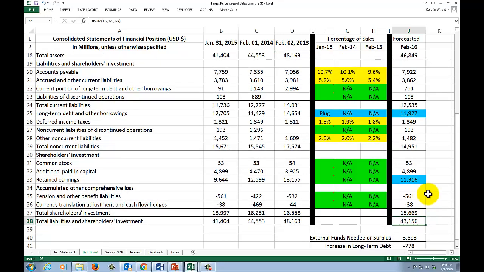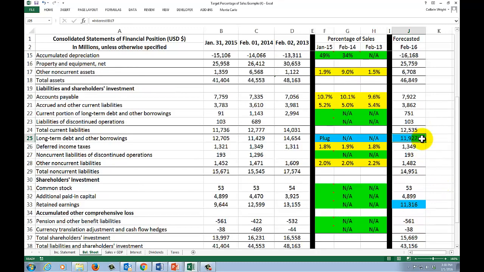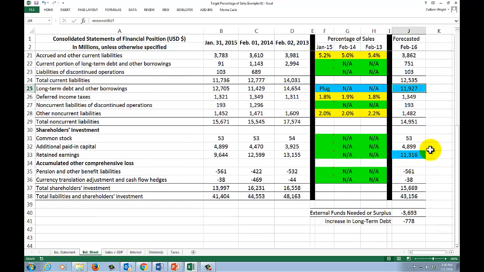So what does that mean for us? That means that we have external funds needed. I decided to use debt as my plug figure. So I'm going to come in here and show you how to do iterative calculations. The problem is you can't just try to do a simple formula to make this balance because you're going to get a circular reference going.